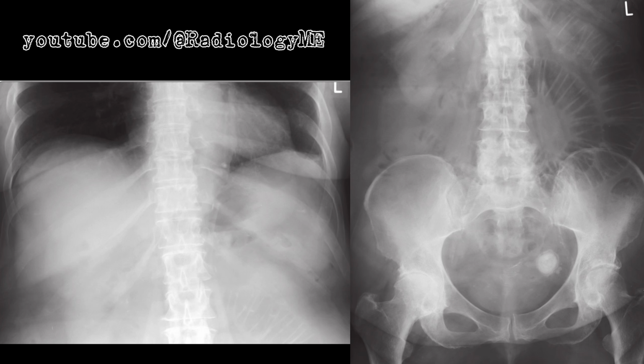Looking at these abdominal radiographs, the first thing that catches my eye are the dilated loops of small bowel, mostly concentrated on the left side. It's clear that we're dealing with an obstruction, but there's more to the story.